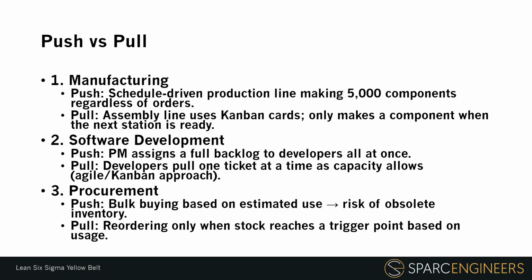In a pull system, developers pull one ticket or user story at a time when they have capacity. This is the basis of Agile and Kanban methodologies, where work flows smoothly and teams maintain focus. This approach minimizes work in progress, shortens feedback loops, and improves delivery pace. By moving to a pull-based approach, teams can work at a sustainable, efficient rhythm and deliver value more consistently.